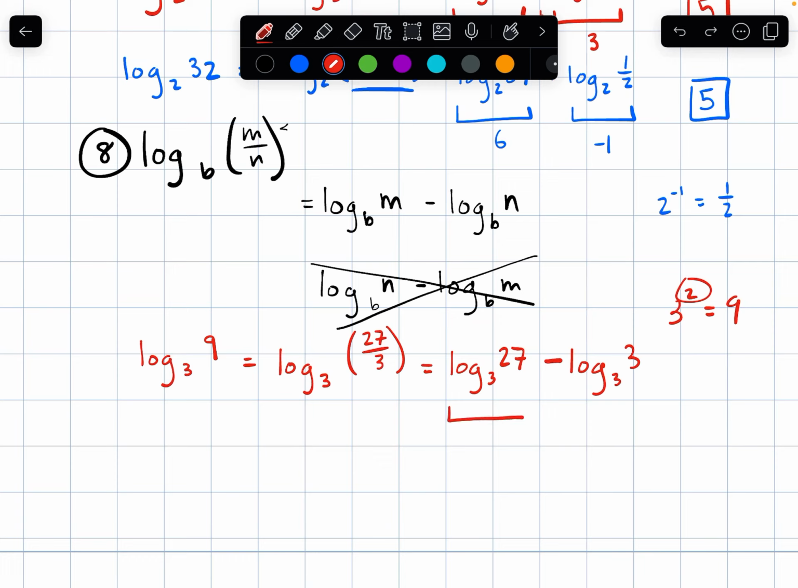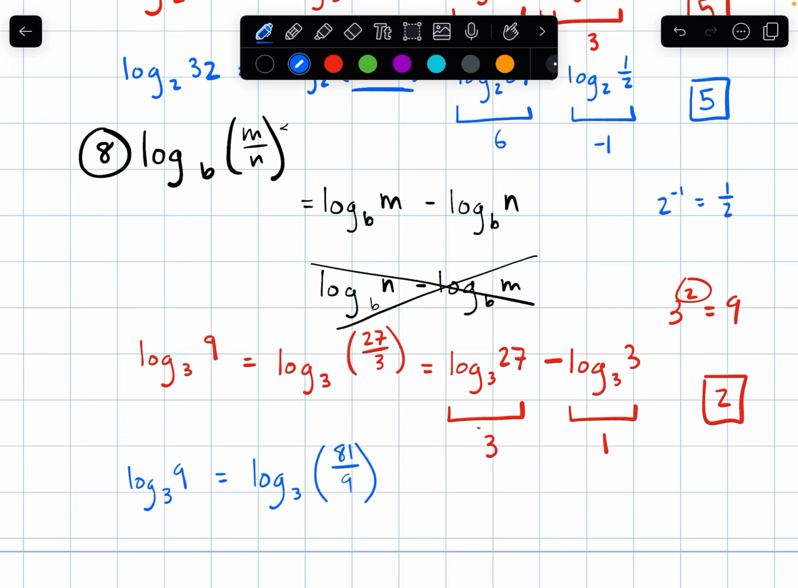So I can evaluate this. Log base 3 of 27 is 3. Log base 3 of 3 is 1. And 3 minus 1 is 2, just like we expected to get. Again, I could do this a different way. I could take log base 3 of 9, and I could split it up using two different numbers. We could, let's say, do log base 3 of 81 divided by 9, right? 81 divided by 9 equals 9.